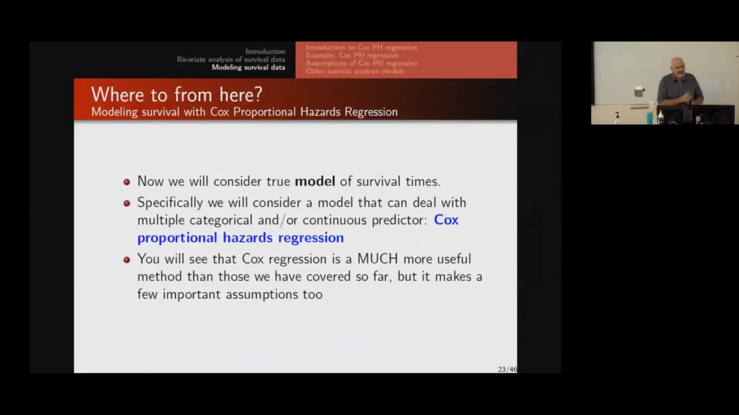Okay, so now let's talk about these true models, this Cox proportional hazard regression. So the advantage of this model, and all models actually as a general rule, is we can consider multiple variables. Those variables can be categorical and or continuous. And the model we're going to use to do it, a very common model in survival analysis, is Cox proportional hazards regression. A lot of people just call it Cox regression, and that's fine. I'm going to call it this today because this notion of proportional hazards is so important. But you'll also see that Cox regression is a much more useful method than, say, the log rank test. But it also makes a couple of very important assumptions too, okay? And these assumptions need to be valid for Cox regression to work.